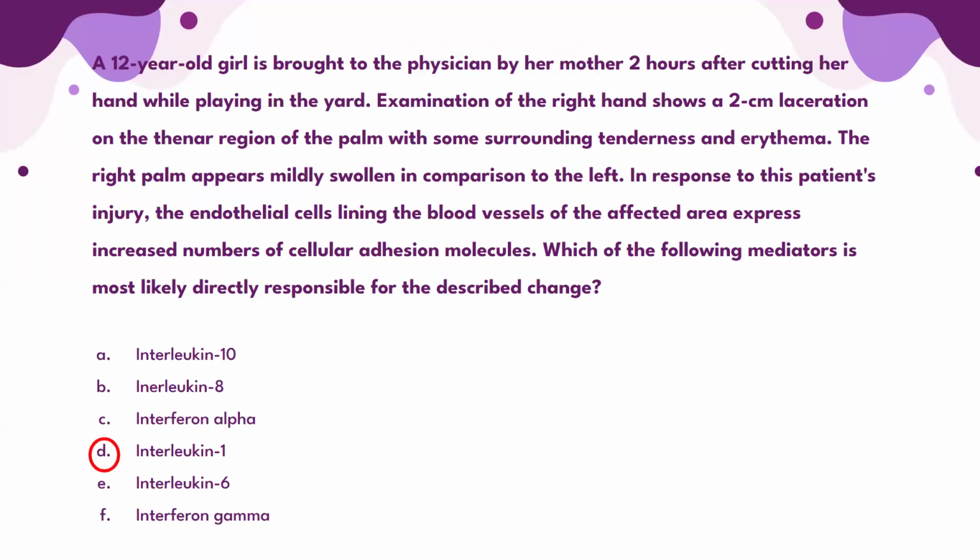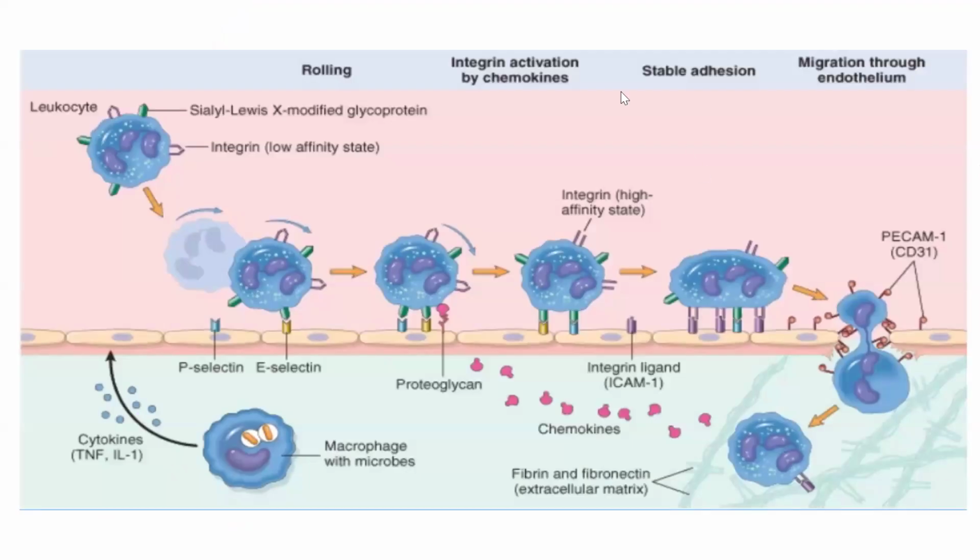I feel like this might be mentioned in one of the tables in your slides. Right here. So we have the sialyl-Lewis X-modified glycoprotein. It's going to get attracted to the P-selectin and the E-selectin. And how these P and E-selectin get attached to the endothelium in the first place is through cytokines released by the macrophages, TNF-alpha and interleukin-1.